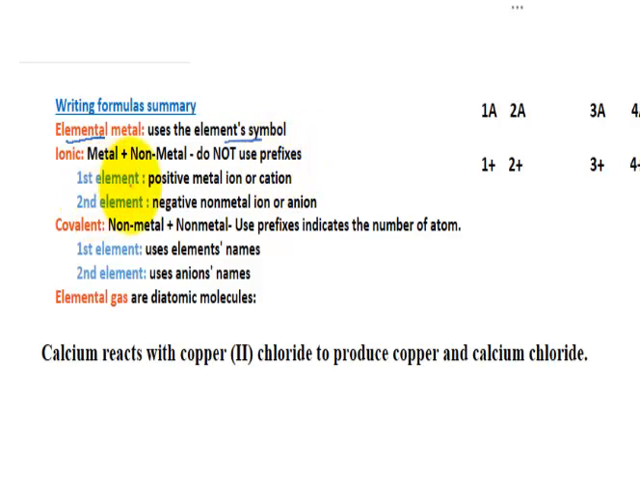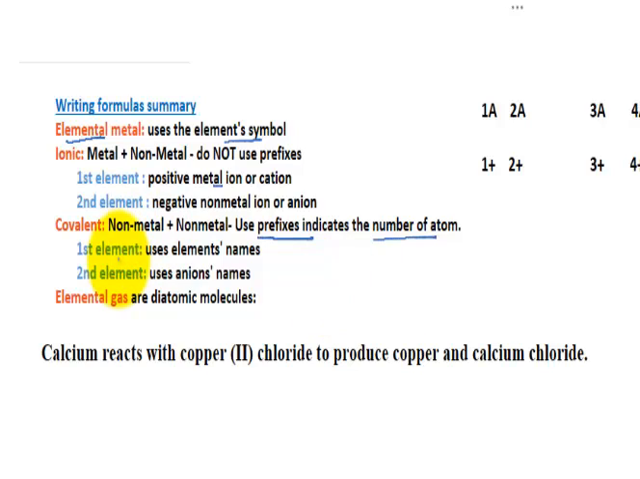And the first metal will always be a positive ion, or cation, and the second element will always be a negative nonmetal ion, or anion. For a covalent compound, we have a nonmetal and a nonmetal bonded together, and they use prefixes in their name to indicate the number of atoms. In this case, we don't have to use crisscross to balance out the charge because the covalent compounds only share electrons. The electrons are not completely transferred between metals and nonmetals.